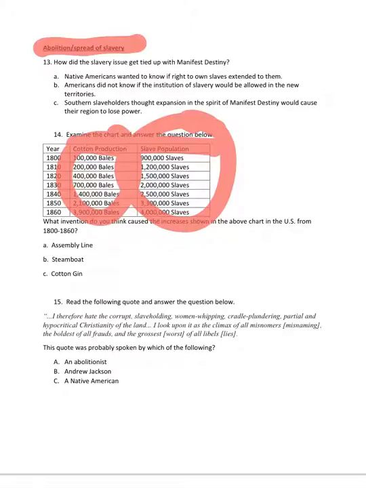I'm going to read the quote one more time. I therefore hate the corrupt, slaveholding, women-whipping, cradle-plundering, partial, and hypocritical Christianity of the land. I look upon it as the climax of all misnaming, the boldest of all frauds, and the worst of all lies. So was this quote probably spoken by A, an abolitionist, B, Andrew Jackson, or C, a Native American?